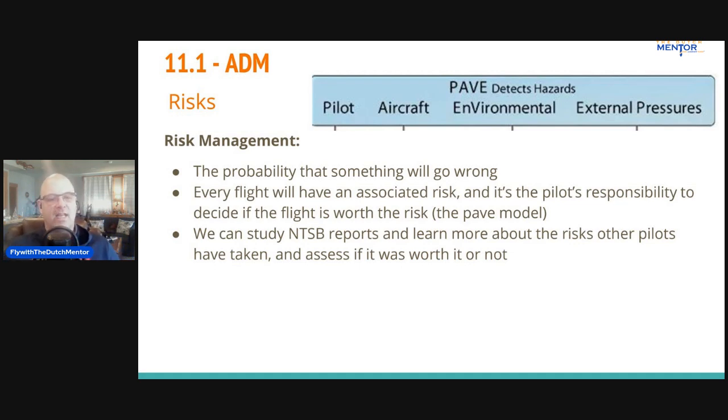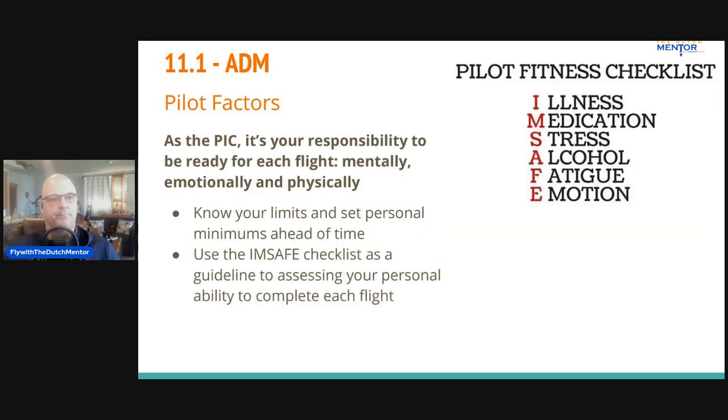So of course, ADM is all about risk management, right? What is the probability that something will go wrong? And as you are studying the NTSB reports, or listening to other CFIs or other students about what they have experienced, all these factors need to come into play. And using the PAVE model, we're looking at the person, the aircraft, the environment, and then other external pressures that could lead to potential bad decisions. And we want to use this to make really good decisions, right?